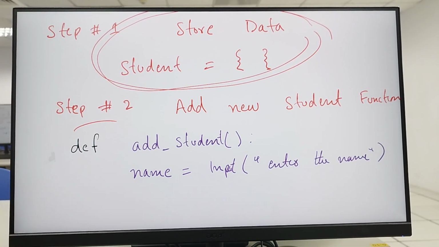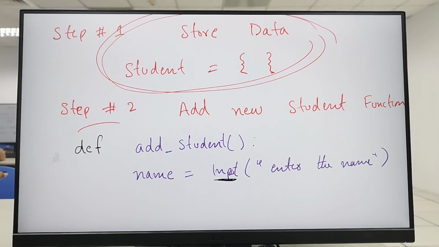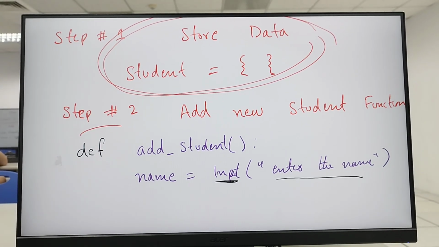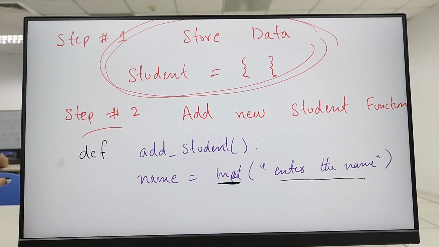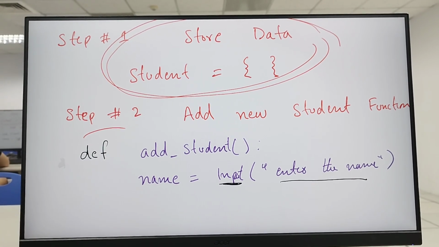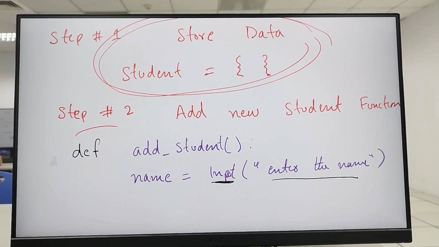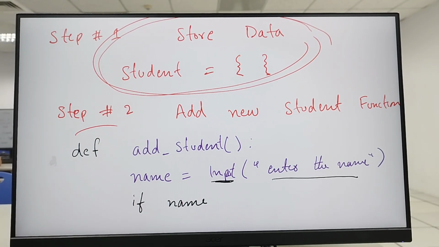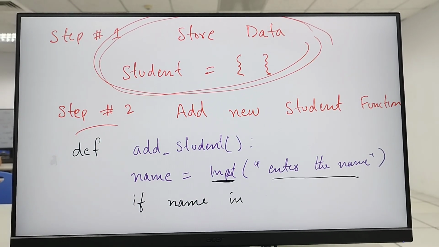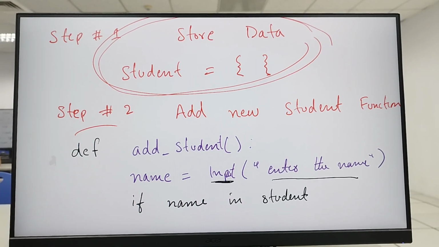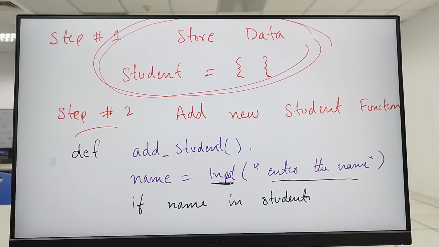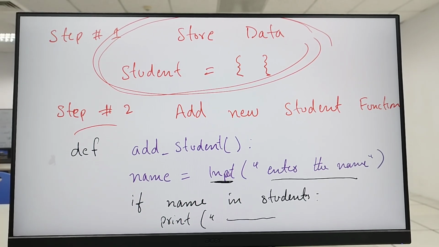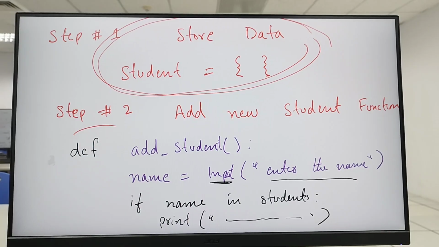At this point, when you write input, enter the name. At this point you need to check whether this student is already available in the list or no. Right? So how you check? You write if statement. If name in students, then print what? Print this student is available in the list, already exists.